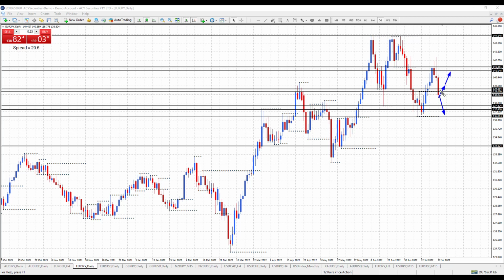This is the critical area here. We moved through this area Friday. Does it bounce back up and above or continue down?